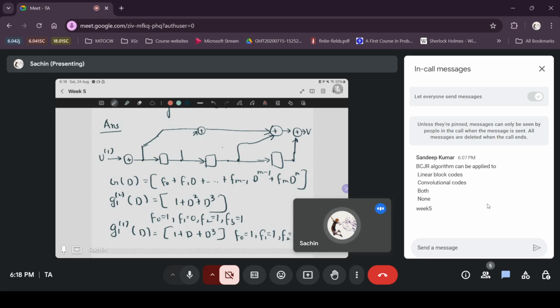For the second input sequence, F0 is 1, F1 is 1, so there will be a connection here. F2 is 0, so this connection won't be there. So this will be the connections that you do for the second input sequence, U2, and then you add both of these, the connections for the first and the second. So in the end, to this adder, you'll have another part coming from U1, the one we had previously done.